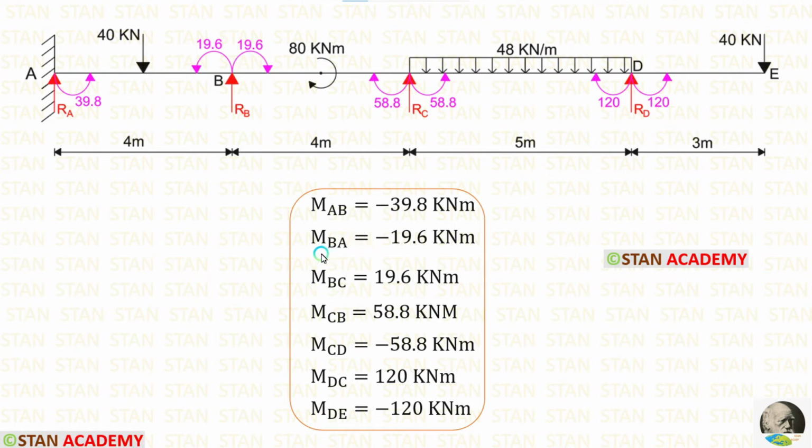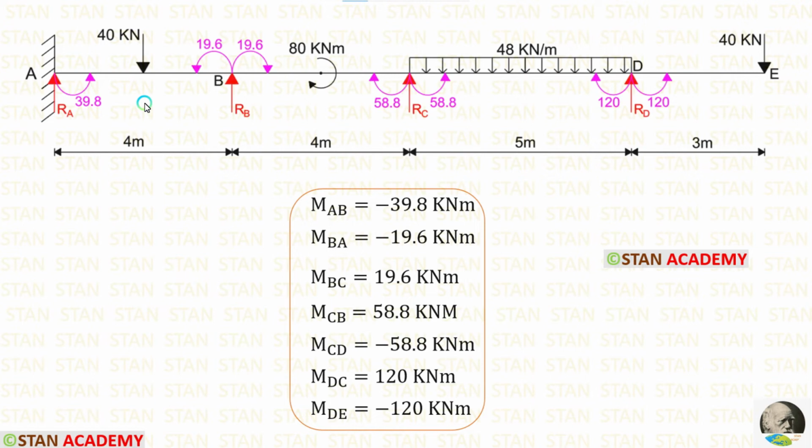Previously, we assumed that MBA would be acting in the clockwise direction and MBC would be acting in the anti-clockwise direction, but our assumptions are wrong. For MCB, we got a positive value. That means it is acting in the clockwise direction. For MCD, we got a negative value. That means it is acting in the anti-clockwise direction.